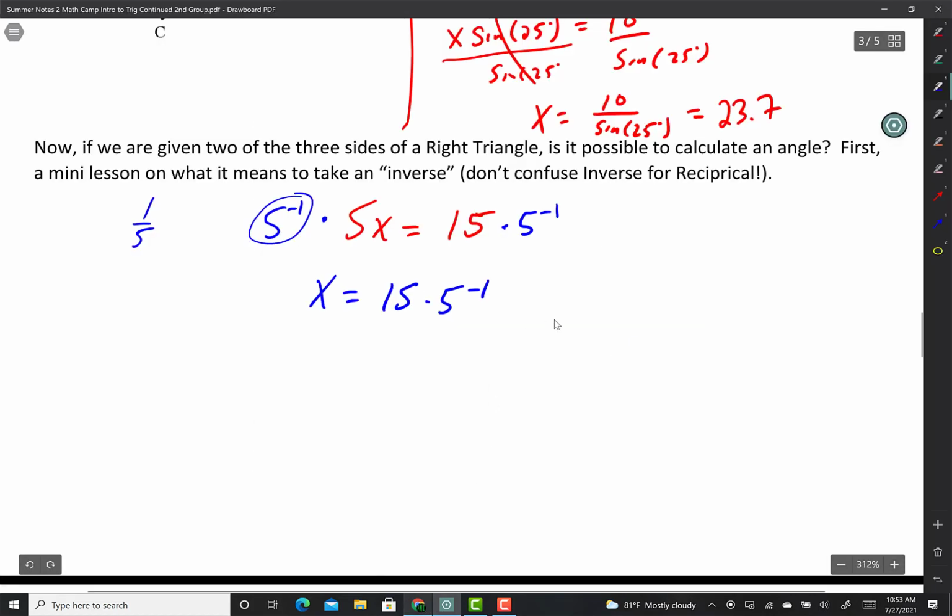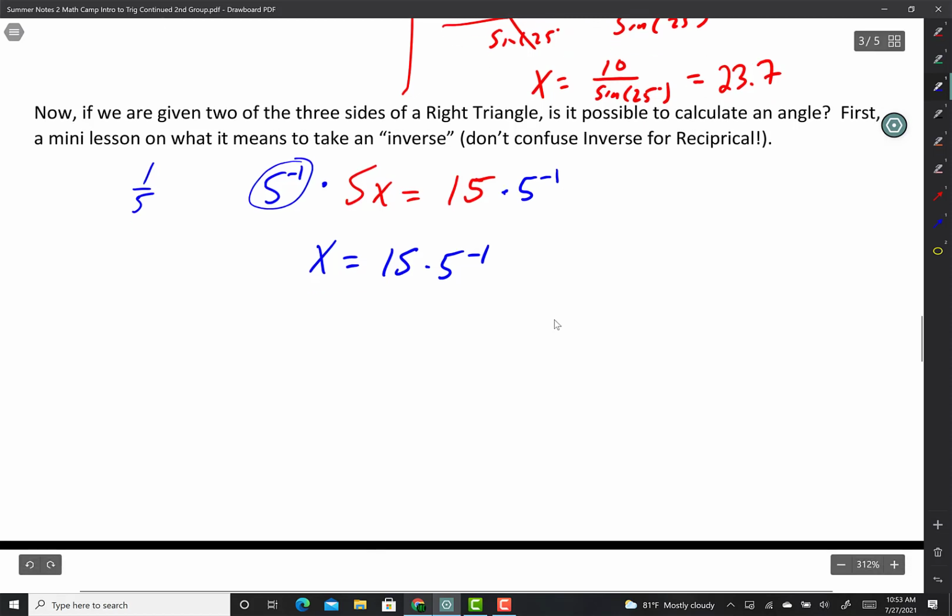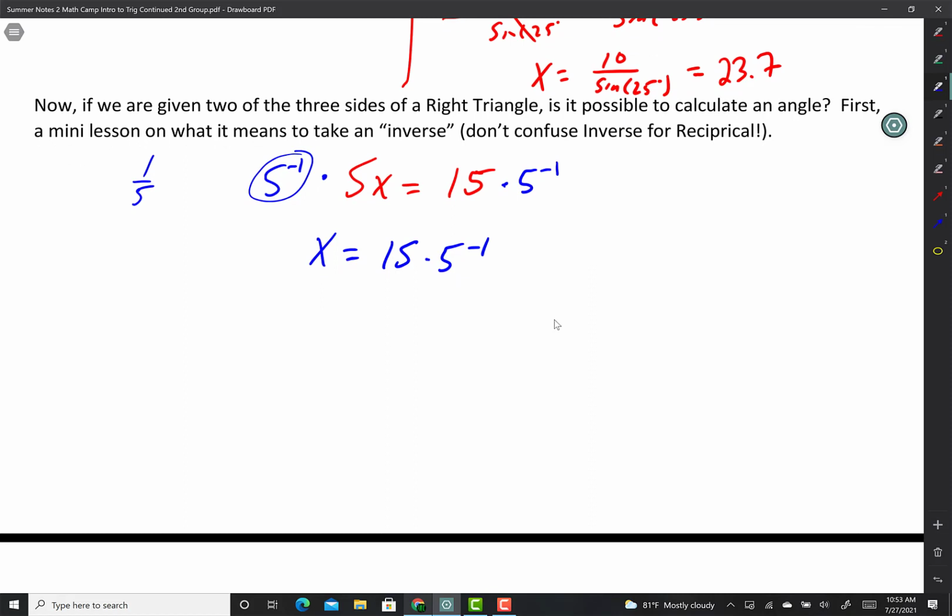Now, I don't know, maybe Dr. George would be upset with me trying to teach you this way. This is not a full-blown lesson. Reciprocals are not the same as inverses. This is a reciprocal. They're not the same as inverses, but the concept for this is the same.